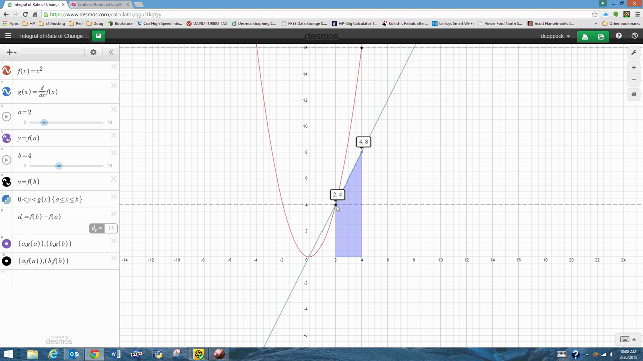So the bases are 4 and 8. This is a length of 8. This is a length of 4. So the area of a trapezoid is 1/2 the height times the sum of the bases. The height is 2. Half of 2 is 1. 8 plus 4 is 12. 1 times 12 is 12. That matches.